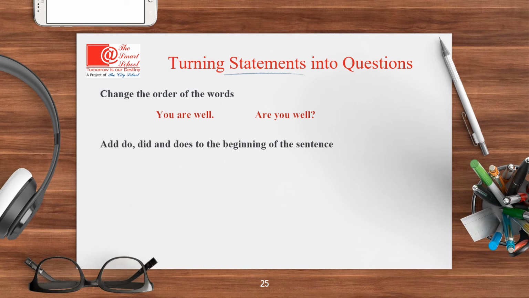Sometimes we add words like do, did and does to the beginning of the sentence to turn it into a question. For example, she works hard. When I have to change this present tense sentence into a question, I simply add the word does. Does she work hard? Because I have S with the verb. She worked hard. Now how do I convert that, since it is in past tense? Well, I would just add the word did. Did she work hard?